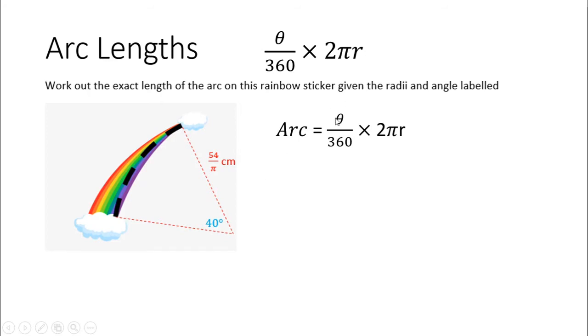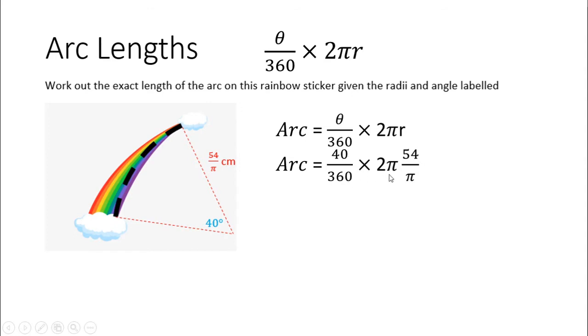That's 40 out of the full turn, 40 over 360. And the radius, 54 over pi. So arc length is going to be 40 over 360, that fraction, of 2 pi r, where the radius is 54 over pi. Now we can simplify both of these fractions. The 40 over 360 simplifies down nicely, dividing both top and bottom by 40.